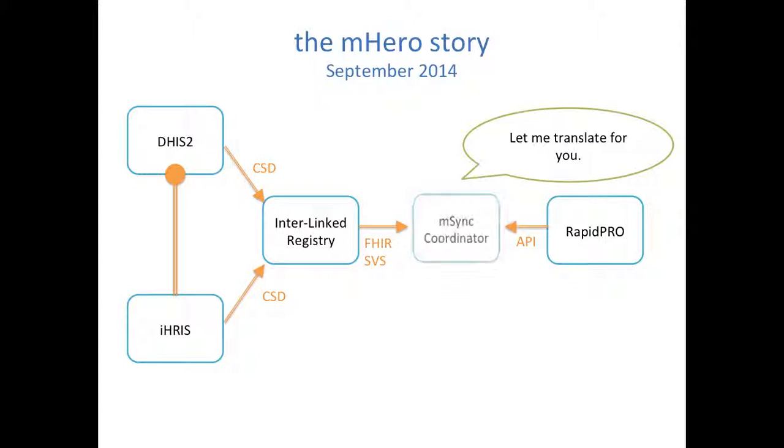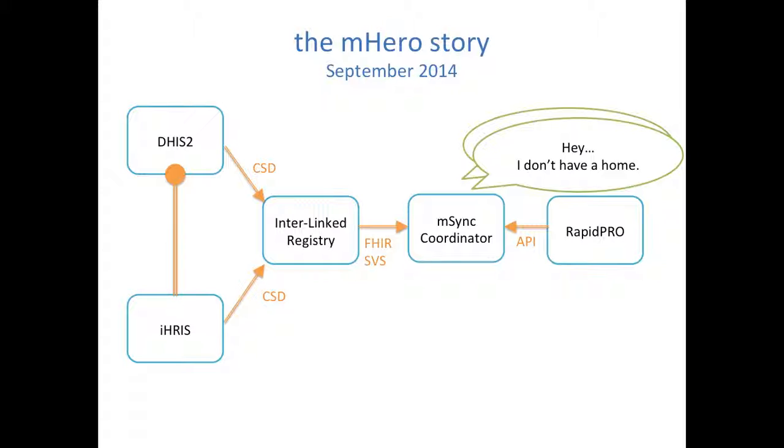So what we added was an mSync coordinator. This was developed by ThoughtWorks. It's a small node script that's going to do the translation and synchronization of pulling in the health workers and the organizations and the facilities from the interlinked registry and putting them into RapidPro. Essentially, every health worker becomes a contact, and then there are contact groups which are based on the facility, the district, the county, and the cadre.